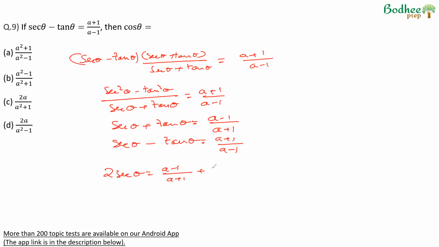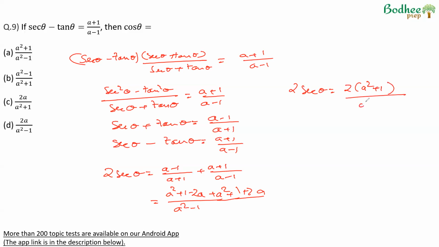Taking LCM, this becomes a square minus 1, this becomes a minus 1 whole square. So a square plus 1 minus 2a plus a square plus 1 plus 2a, which means 2 sec theta is nothing but 2 times a square plus 1 upon a square minus 1. 2 and 2 cancel. Therefore, sec theta becomes a square plus 1 upon a square minus 1. Option... this is sec theta.